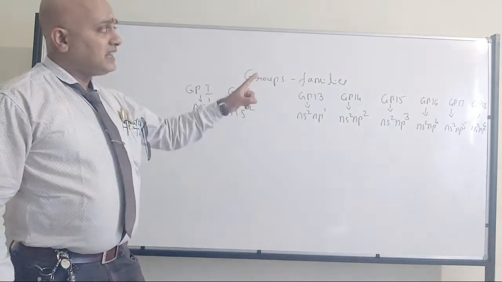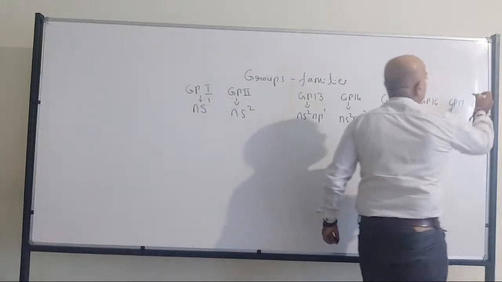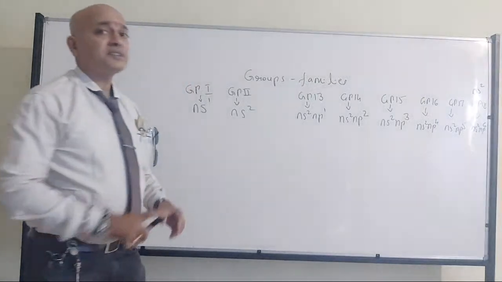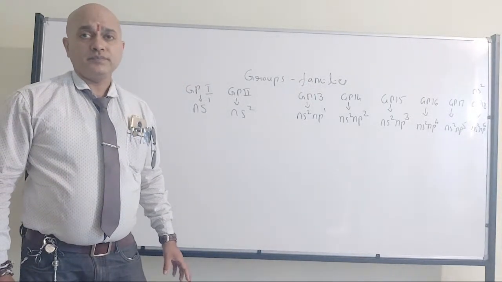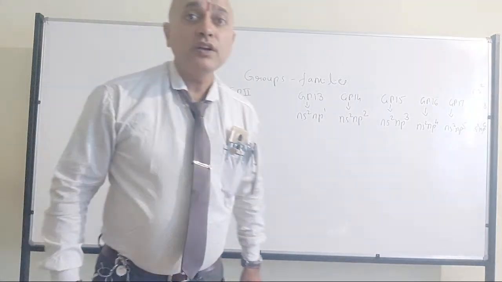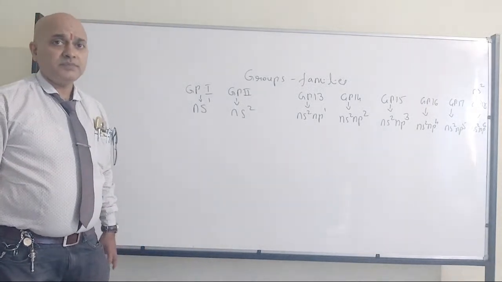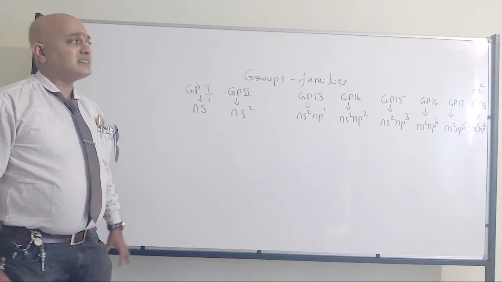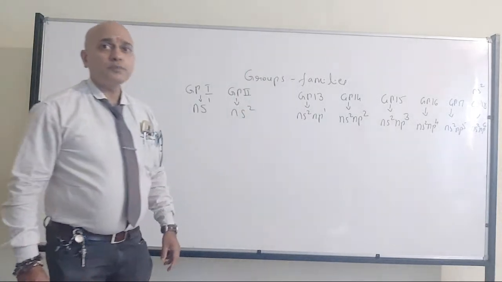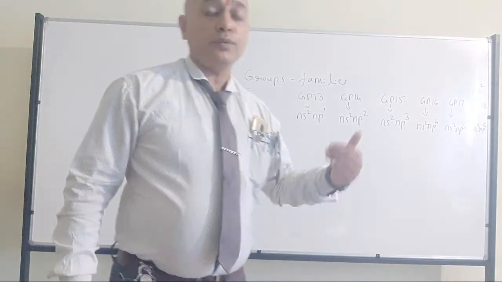But helium, which also belongs to group 18, has ns2, that is, 1s2 electronic configuration. All of you will agree? So in that case, the question here will be, sir, if that is the scenario, why will helium not be included here in group 2?